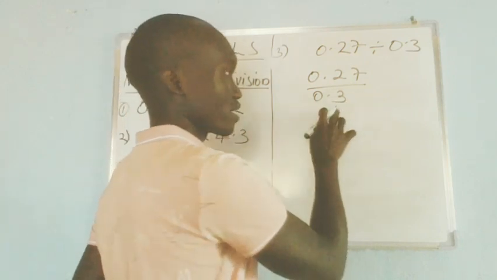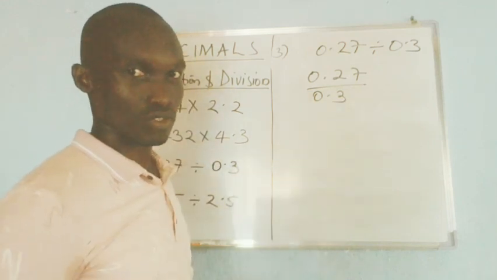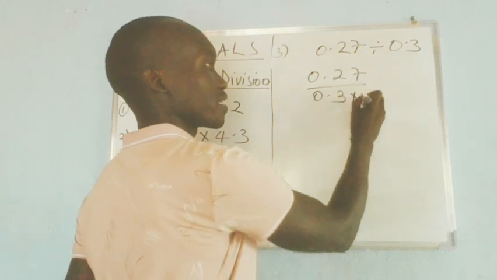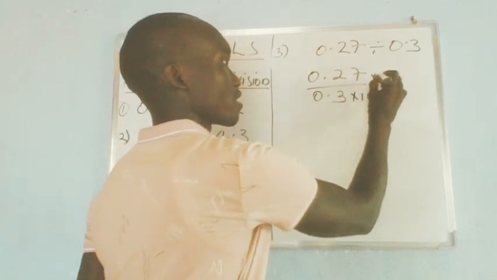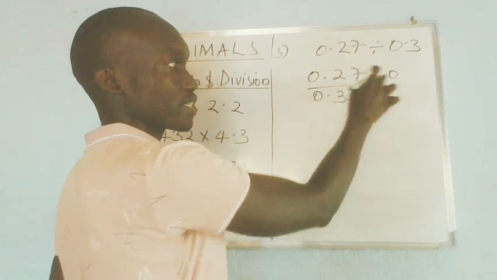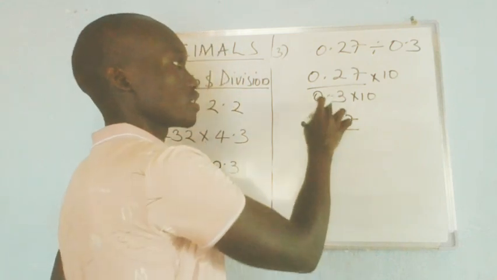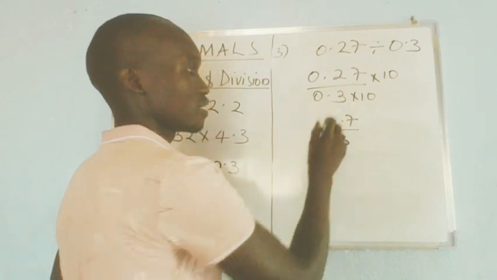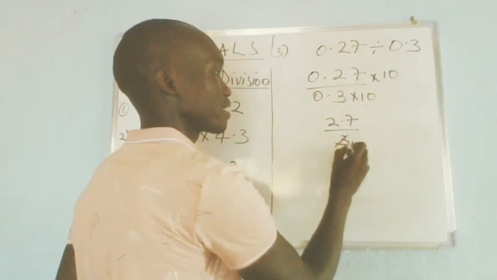If we had 27 down here, we're going to multiply it by 100 so that we remove the decimal point from it. In this case, we have 0.3, so we multiply this by 10. Now what you do down is the exact thing you do up. So we also go up and multiply this by 10. When we multiply 0.27 times 10, we shall have 2.7. Divide this by 0.3 multiplied by 10, we shall have 3.